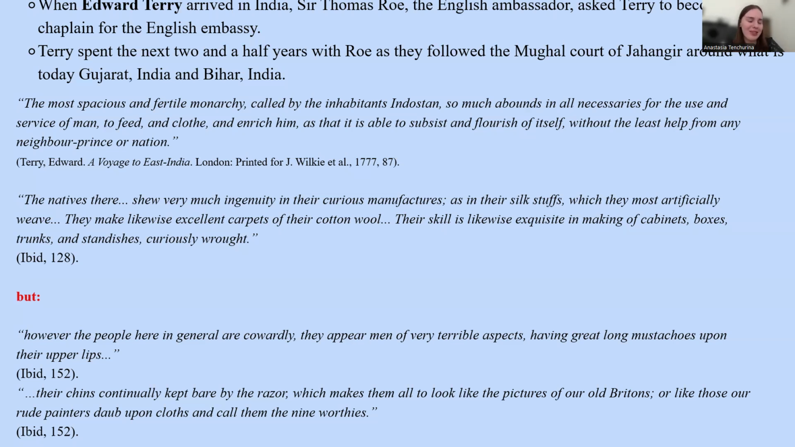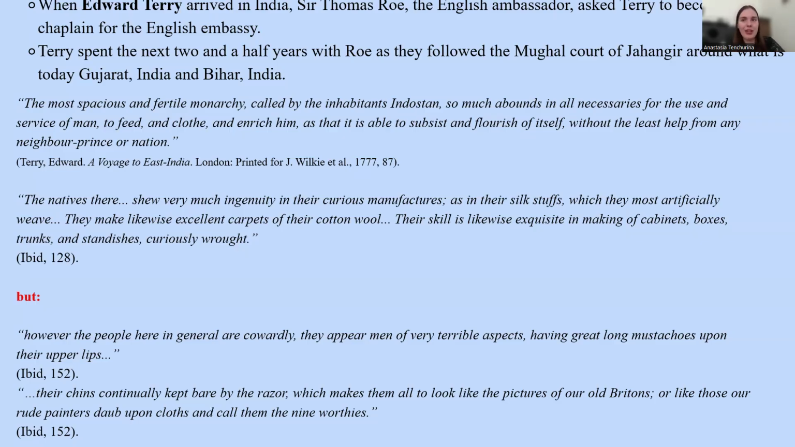A very powerful statement, in my opinion, that shows India's self-sufficiency. It's not lacking anything, according to Terry. It's spacious, it's fertile, it's absolutely capable of its own flourishing without any so-called external assistance. Terry, as you can see here, also acknowledges skill and manufacture. He writes that the natives show very much ingenuity in their curious manufactures, especially in silk stuffs, carpets, cabinets, boxes, trunks, and very refined Indian production here.